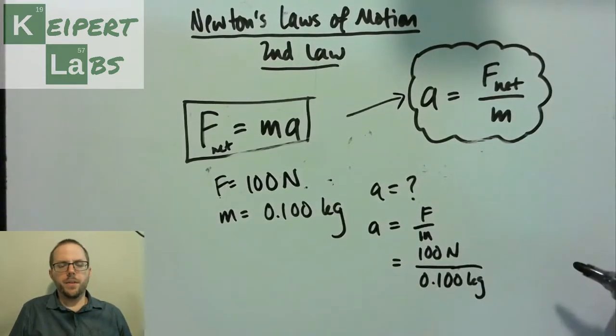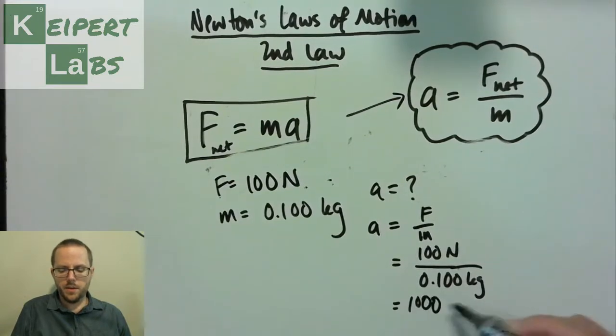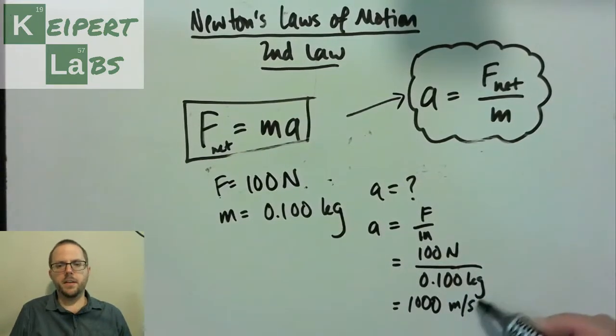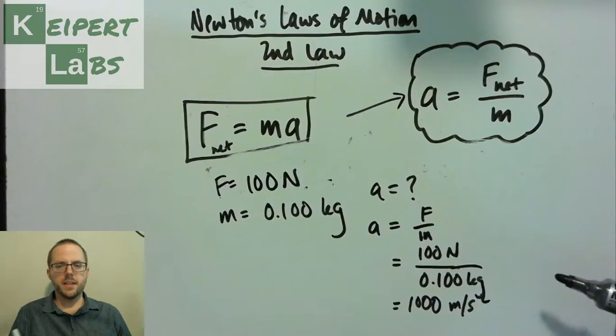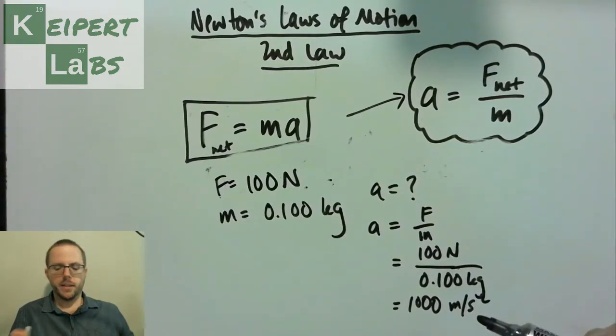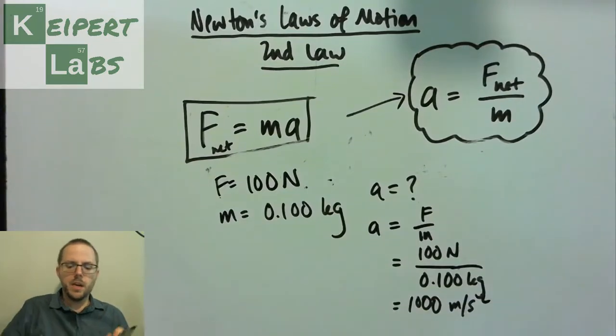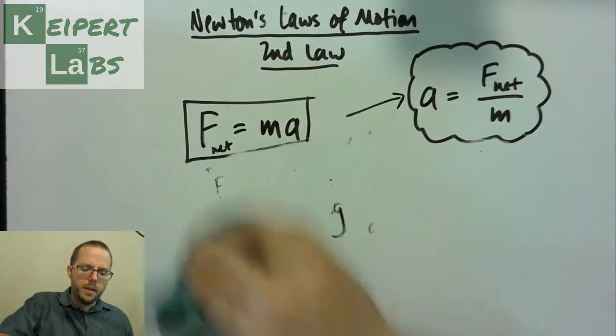What you're going to see very shortly is that we've put an incredibly large force on a rather light object, so it's going to go traveling very, very fast. 1,000 meters per second squared is going to be its acceleration once we do that calculation. That's a little bit obscene, as that box is practically leaving the atmosphere, let's be honest. But to illustrate the point.